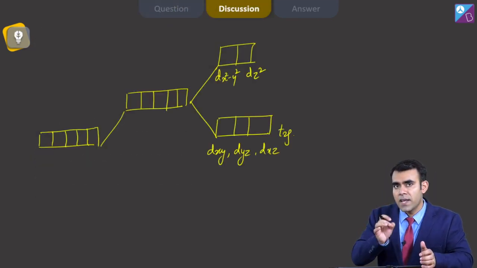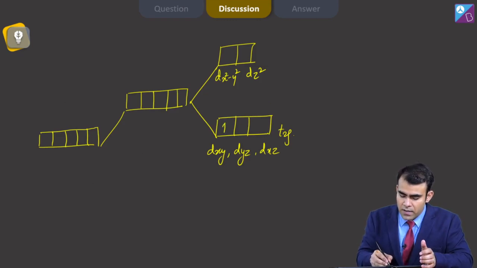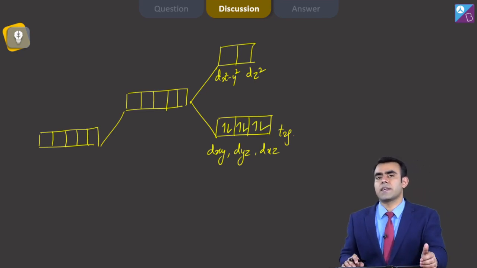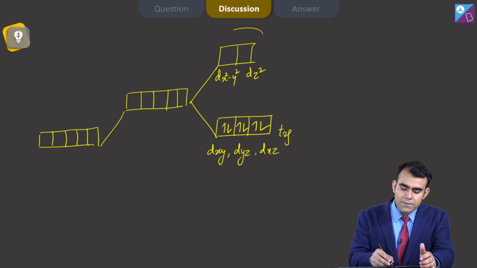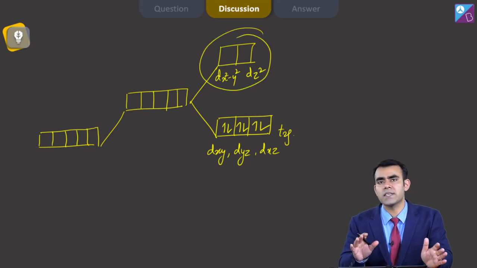First the electrons are filled in lower energy orbitals, then in the higher energy orbitals. So I have to fill here 1, 2, 3, 4, 5, 6. So all these 6 electrons are filled in my t2g orbitals, that is dxy, dyz and dxz, whereas the above 2 orbitals remain empty.